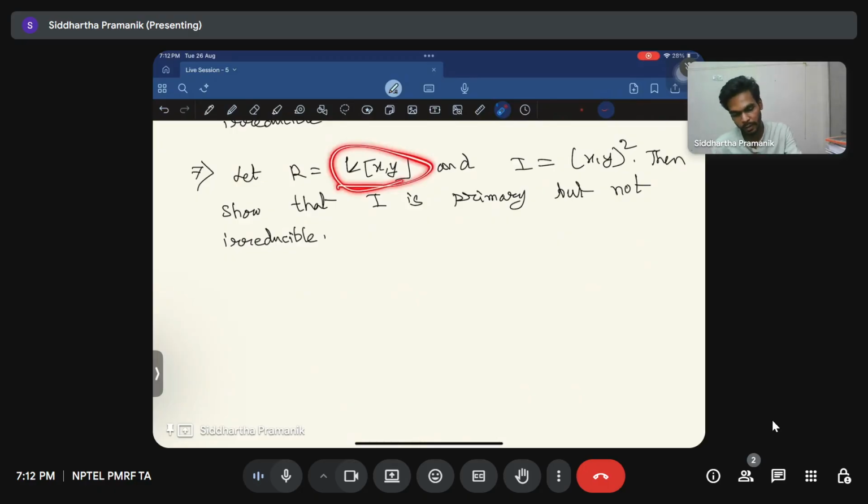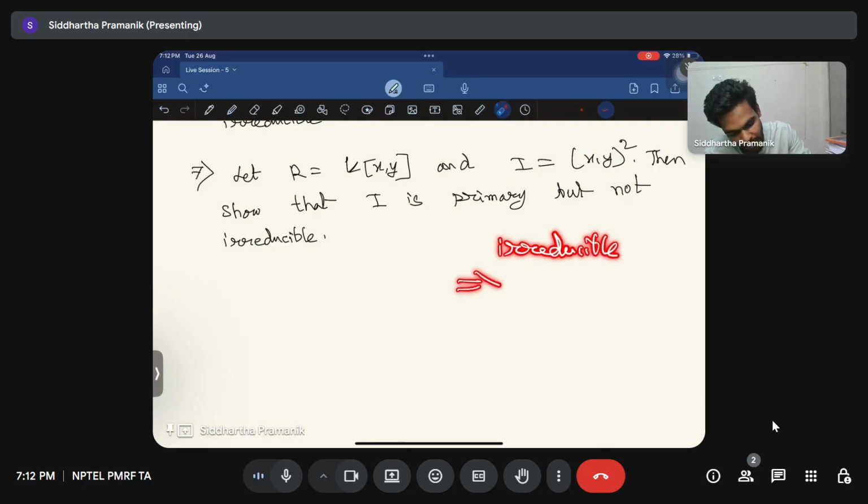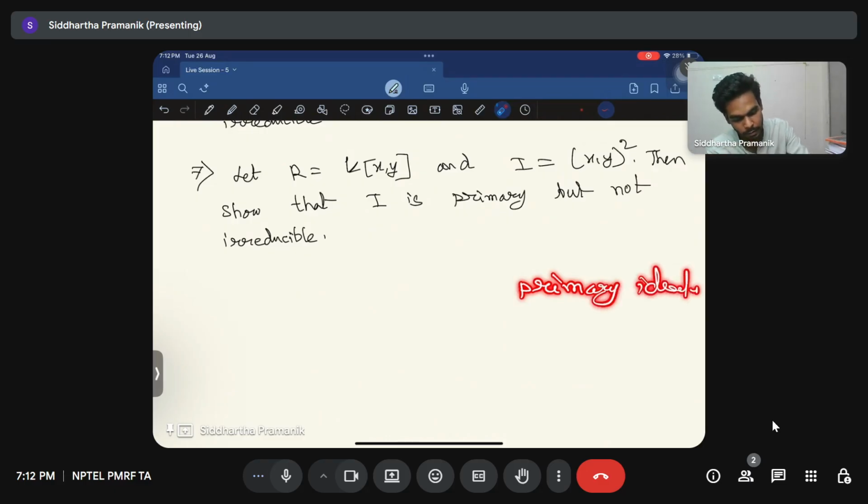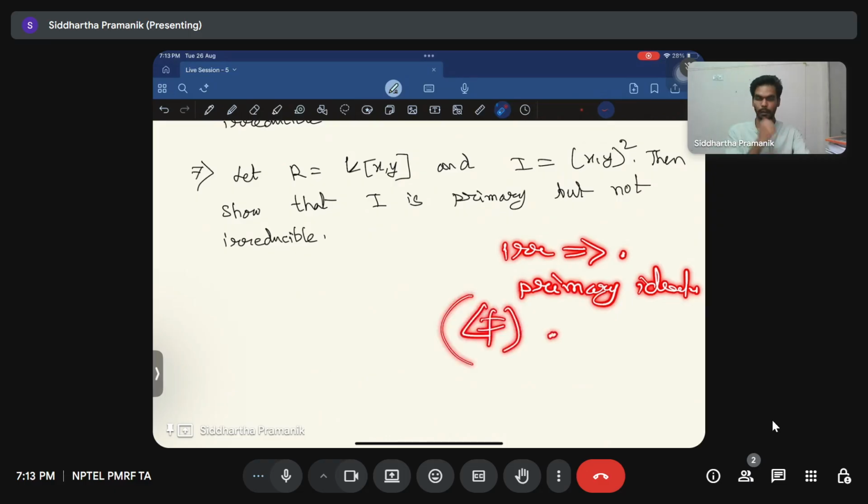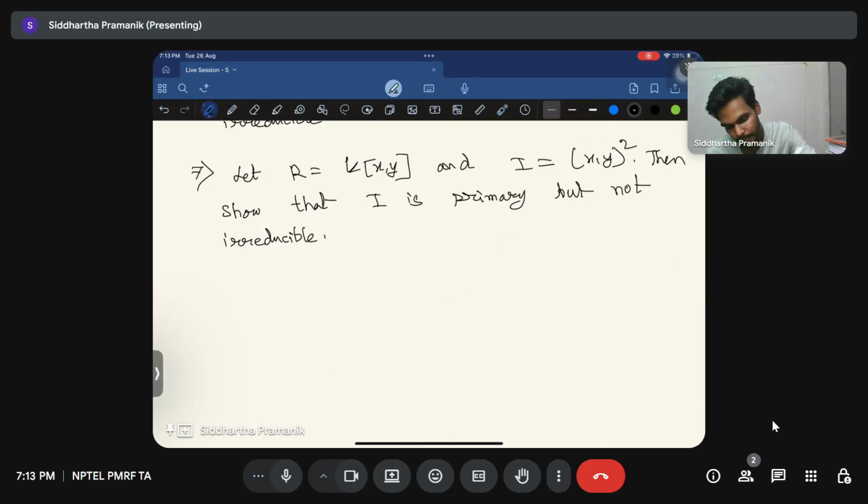So k[x,y] is a Noetherian ring by the Hilbert basis theorem. So every ideal is finitely generated, so it has a primary decomposition, and we can talk about primary and irreducible ideals. In the lectures, we have seen that an irreducible ideal implies a primary ideal, right? So irreducible implies primary, but this problem will show that the converse need not be true. So let's prove this.